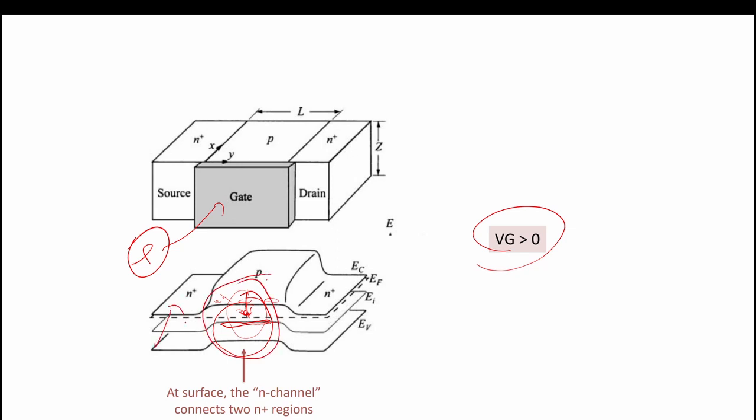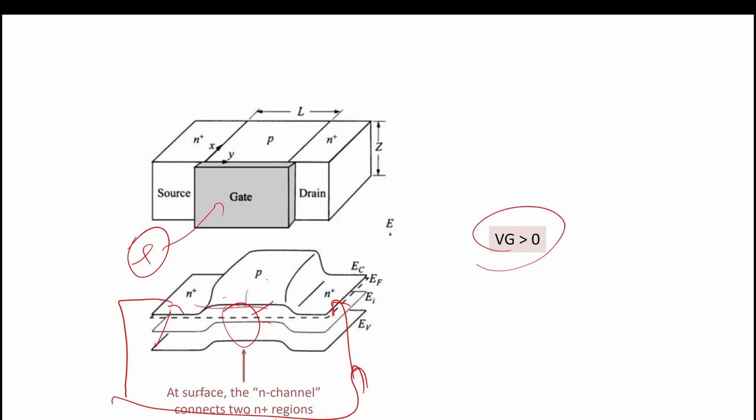So this is the channel, this is the source n plus, this is the drain, and there is a channel in between the source and drain, in which we have electrons. When we apply the voltage in between these two, there will be a drift of the electrons between source and drain. Because of the electric field, there will be a drift component of the current. So this n channel connects the two n plus regions, which are the source and drain.